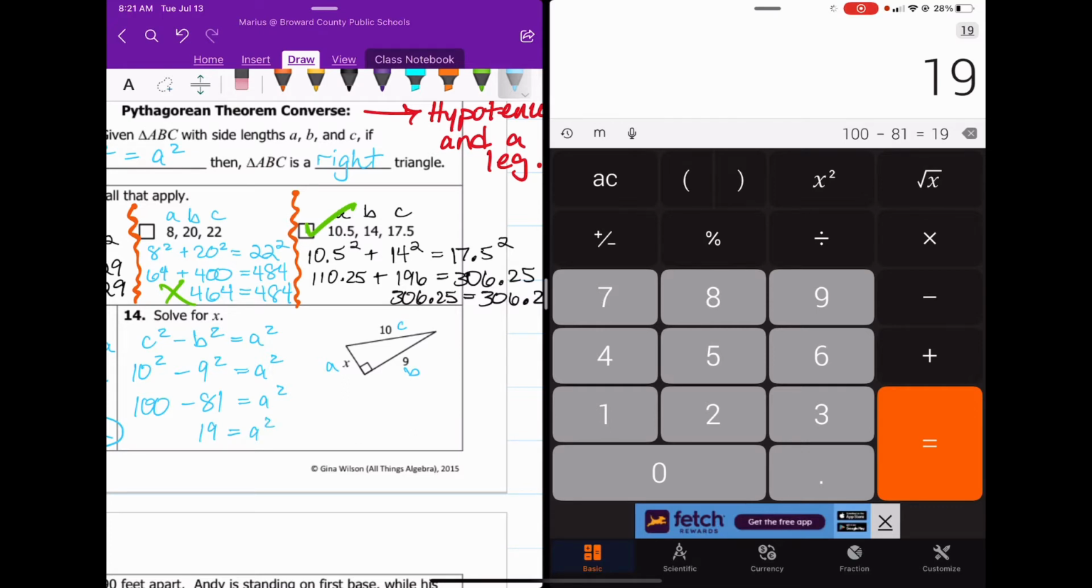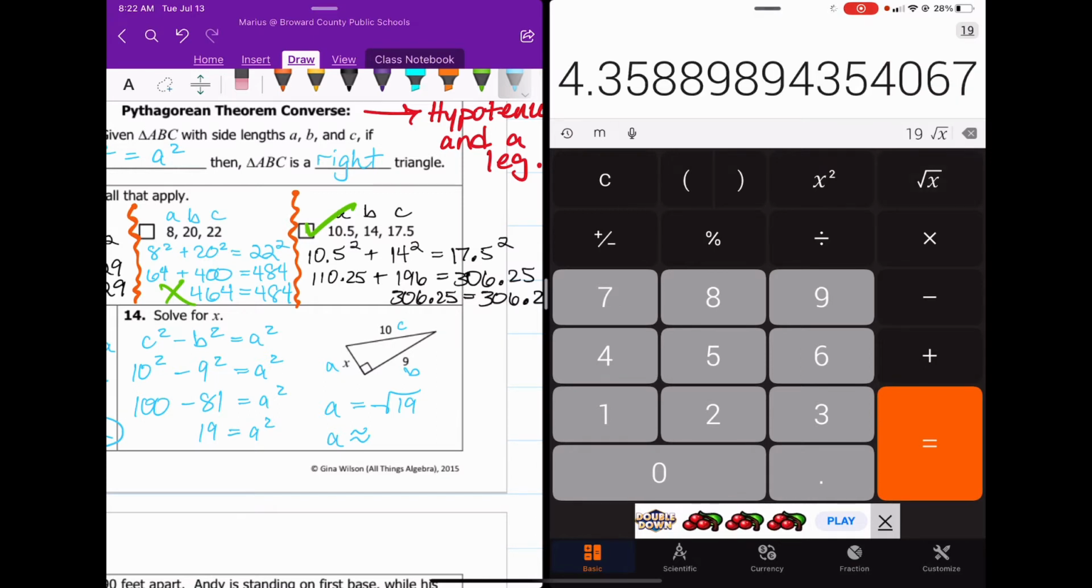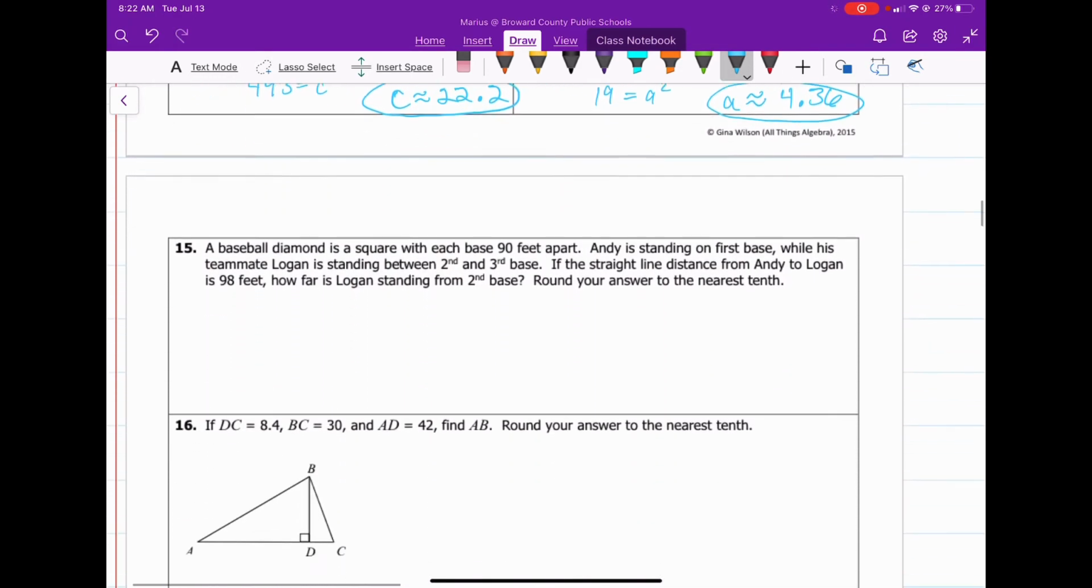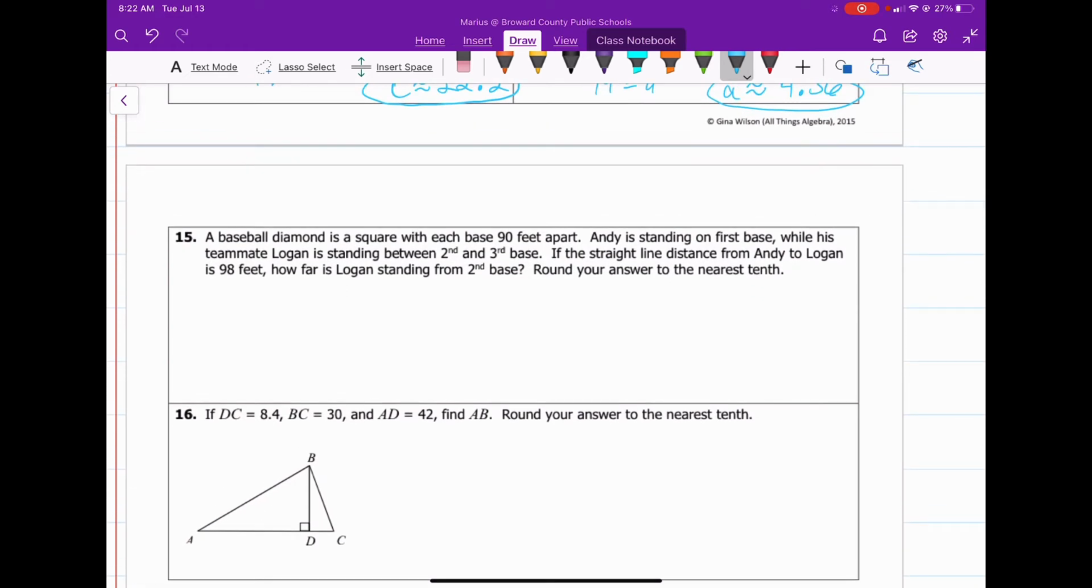And so A squared is equal to 19. That means that in order to find A, we have to take the square root of 19. So A is approximately, the square root of 19 is 4.35 or 4.36. Okay? And we found X. All right, so sometimes your answers may still be written as a radical, or you may have to simplify the radical by taking the square root, okay? Let's take a look at these last two, 15 and 16, and that will conclude our lesson for today on the Pythagorean Theorem.